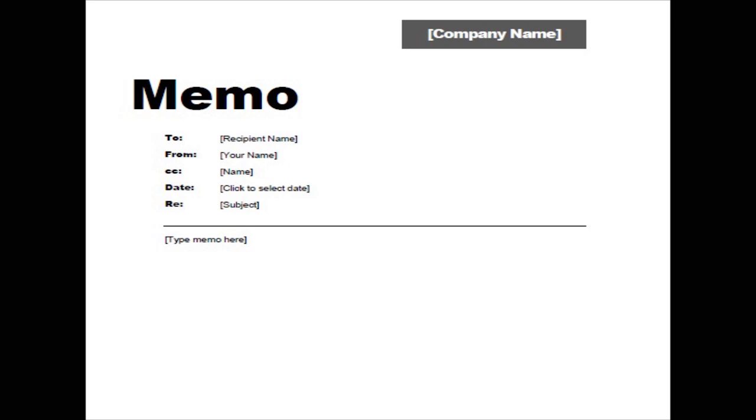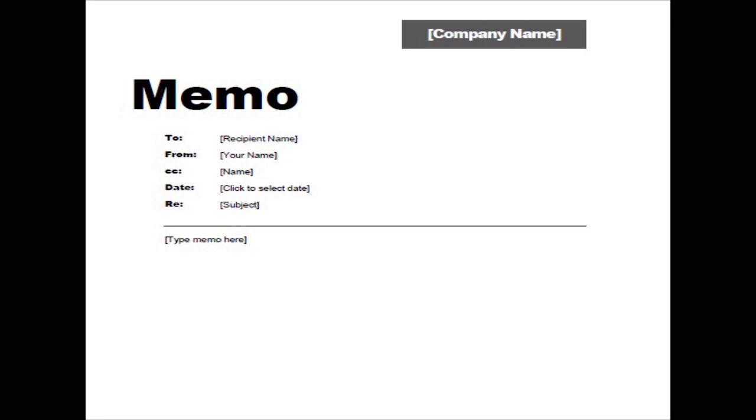Then the date, very important. I see many memos without dates. This would probably become the most important thing at a later stage when your memo becomes relevant. When was this written? Then of course the subject line: what is this about? And then you type your memo.